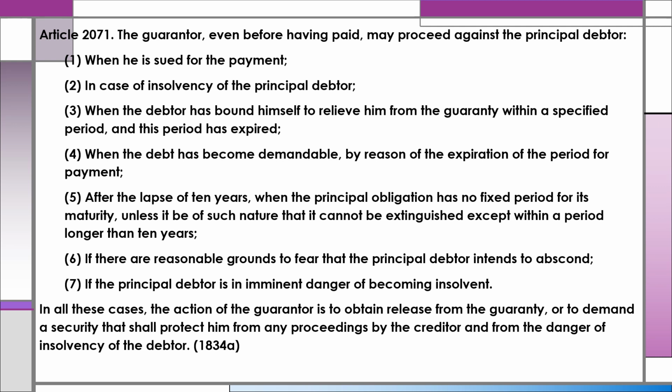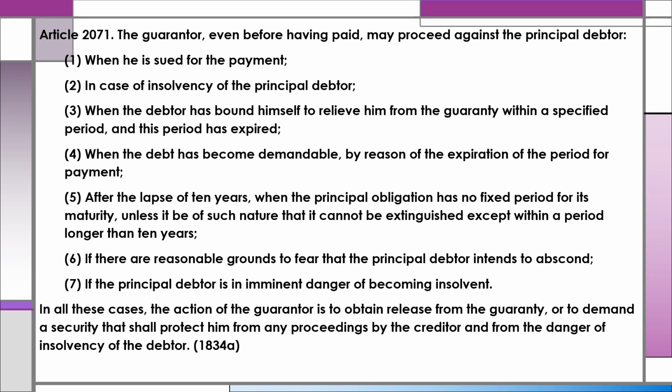In all these cases, the action of the guarantor is to obtain release from the guarantee or to demand a security that shall protect him from any proceedings by the creditor and from the danger of insolvency of the debtor. As a rule, the guarantor cannot proceed against the debtor until he had paid the debt to the creditor. Kaya lang dito sa 2071, ang action dito ng guarantor ay hindi para maningil kay debtor, kundi para to obtain a release from the guarantee, para mawala siya sa contract of guarantee, or to demand a security from the debtor that shall protect him from any proceedings by the creditor.